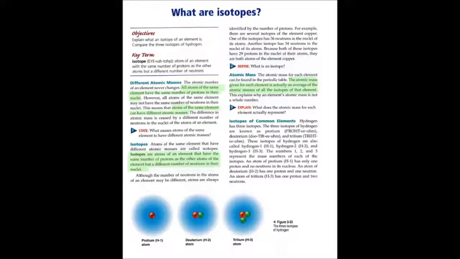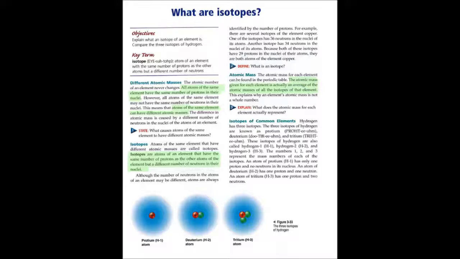State what causes the atoms of the same element to have different atomic masses. Isotopes. Atoms of the same element that have different atomic masses are called isotopes. Isotopes are atoms of an element that have the same number of protons as the other atoms of the element, but a different number of neutrons in their nuclei.